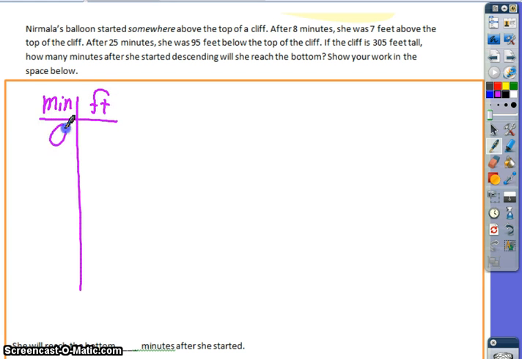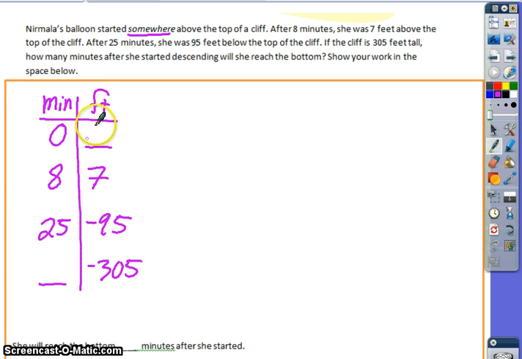So we got 0 minutes. I don't know where she's at. It says on the paper she's somewhere. I don't know where. We've got 8 minutes here. We've got 7 feet here. We've got 25 minutes here. And we've got negative 95 feet. And we're trying to find negative 305.